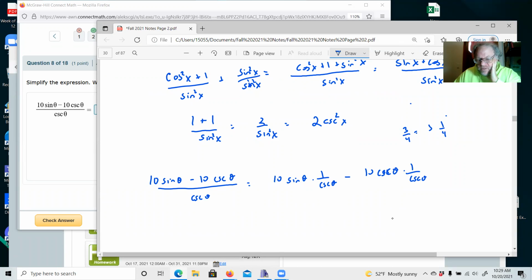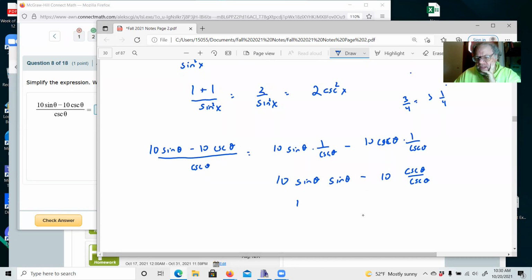Okay, so this is going to be 10 sine theta. What's 1 over cosecant theta? 1 over cosecant theta is sine theta. That's from the reciprocal rule. Minus 10, and here we have cosecant theta over cosecant theta. This is going to cancel. Okay, so we're going to have 10 sine squared theta minus 10.